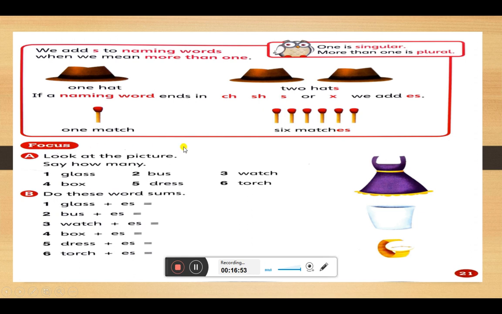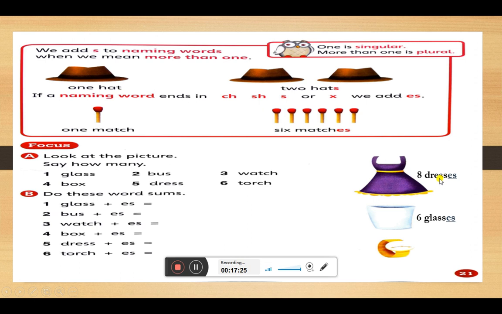In the focus exercise, we have 3 pictures here. This is a picture of a dress, and he wants you to look at the picture on page 20 to tell how many dresses that you can find. And as we said before, we have 8 dresses. And he's asking you to tell how many glasses can you see? Of course, we can see 6 glasses.